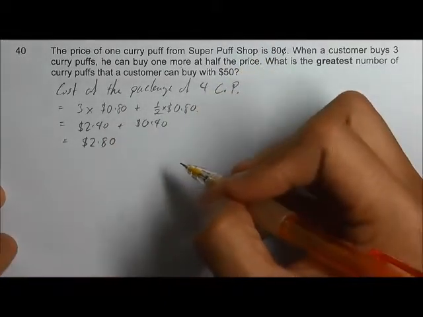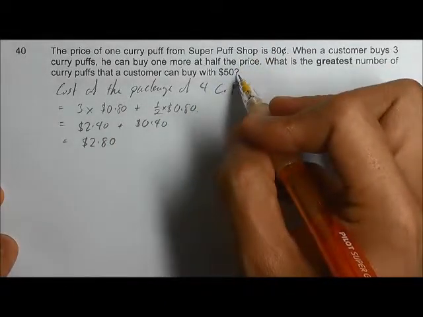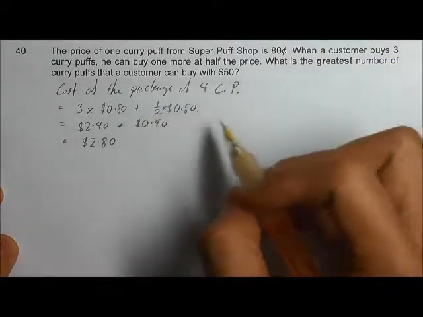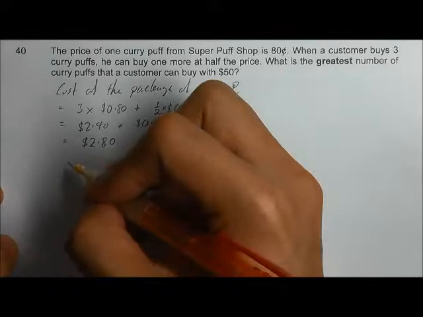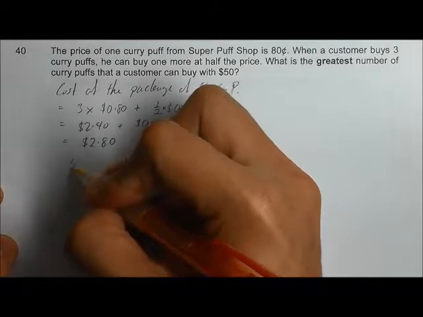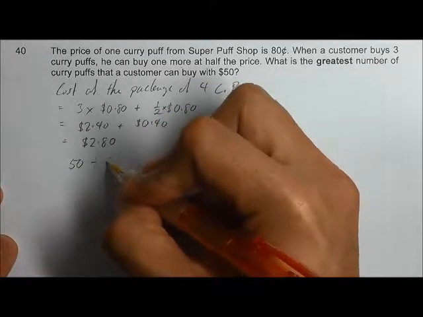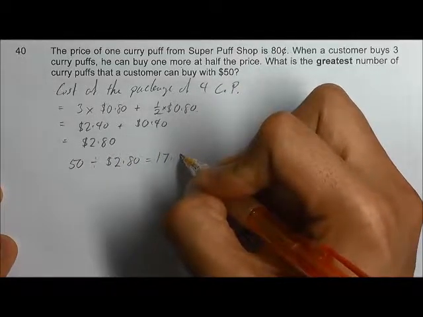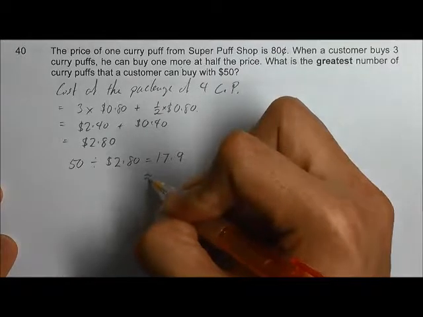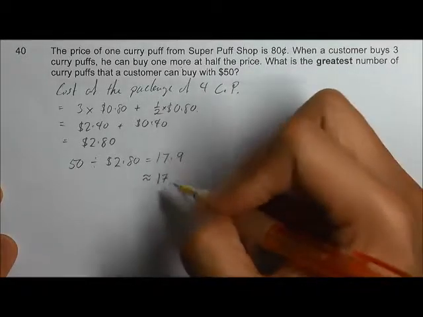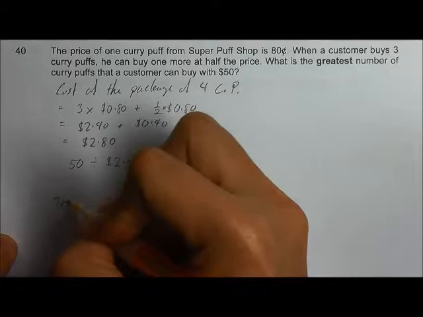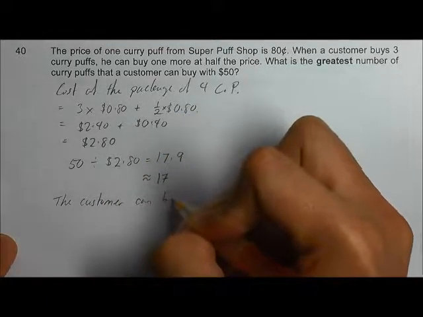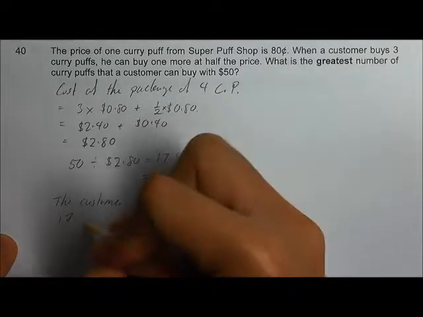This will be $2.80. Okay, so with $50, how many packages of these 4 curry puffs can the person buy? Okay, that will be 50 divided by 2.80. We get 17.9. So we round down to 17. So the customer can buy 17 packages of 4 curry puffs.